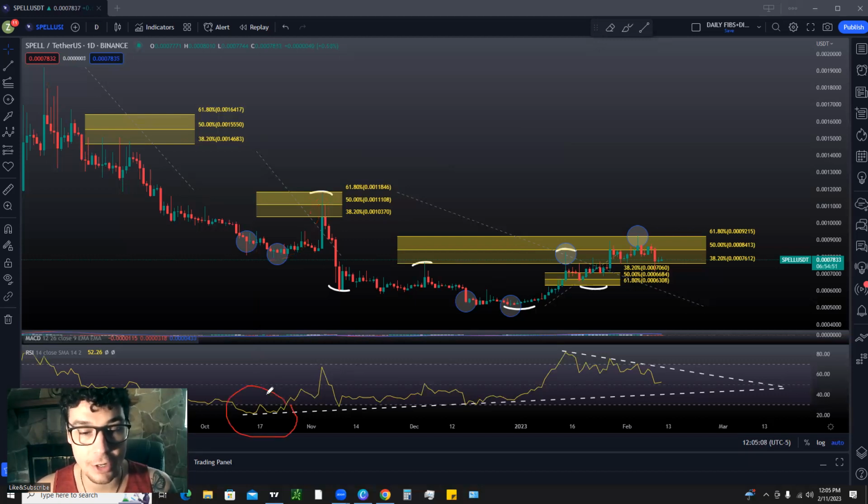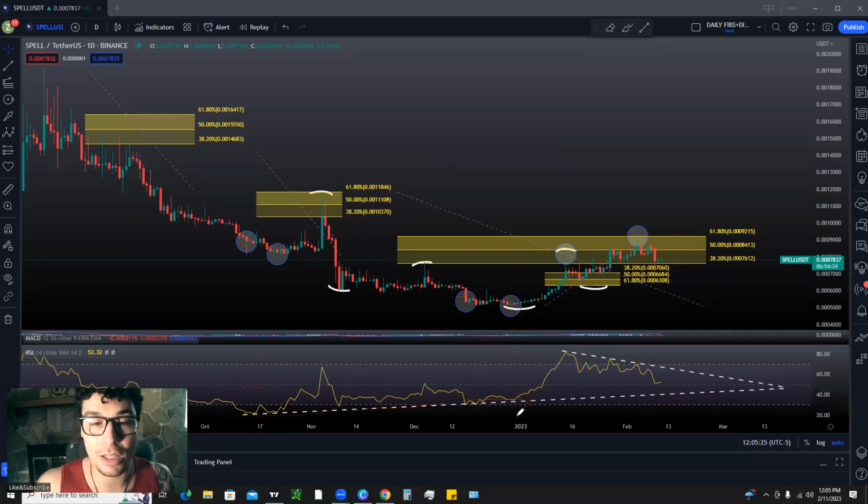So we have the trend line starting over here. We get our first bounce off the RSI here, and then we get another bounce off the RSI here. Now we know that we still have bullish divergence. We're clearly in a downtrend on the price of the token, but we've clearly been building relative strength on our RSI.